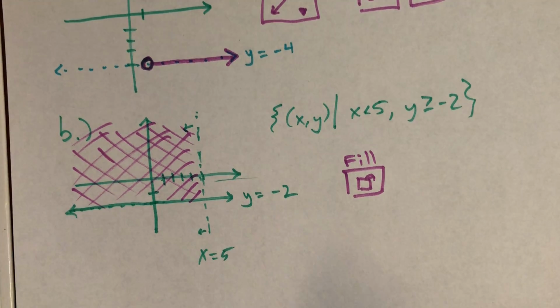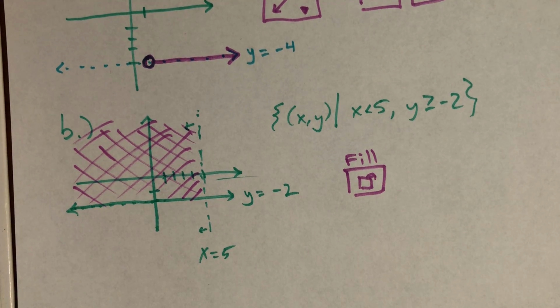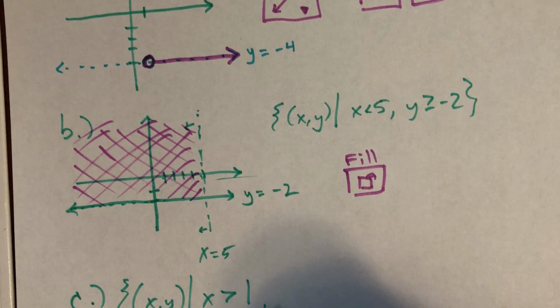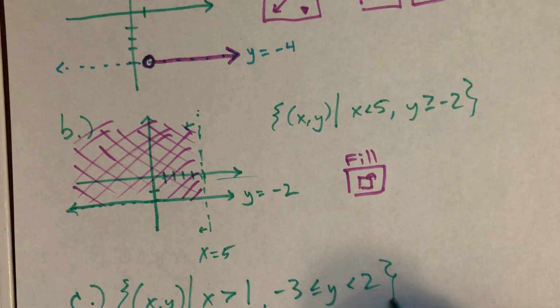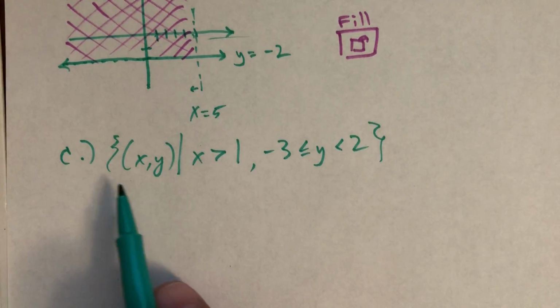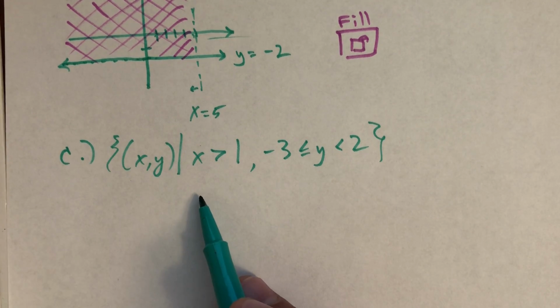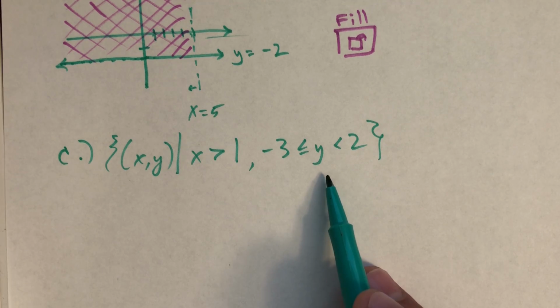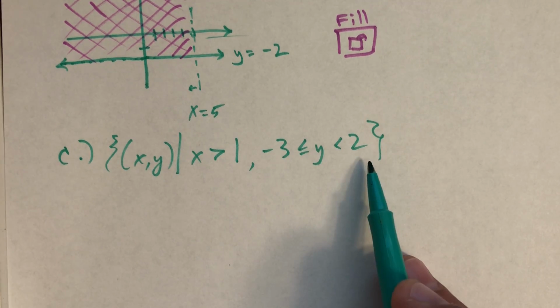Okay, well, let's just go, and we can do this last one real quick. I'll just write it again down here. The set of all ordered pairs x, y, so that the x value is bigger than 1. So we've seen that idea. And then we have -3 less than or equal to y less than 2. Okay, so just translating this, we want the set of all ordered pairs, so the x value is bigger than 1, and the y value is between -3 and 2.